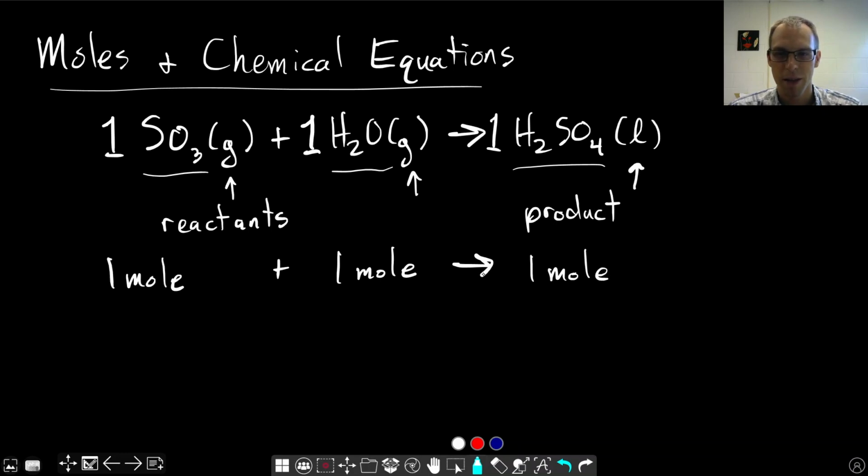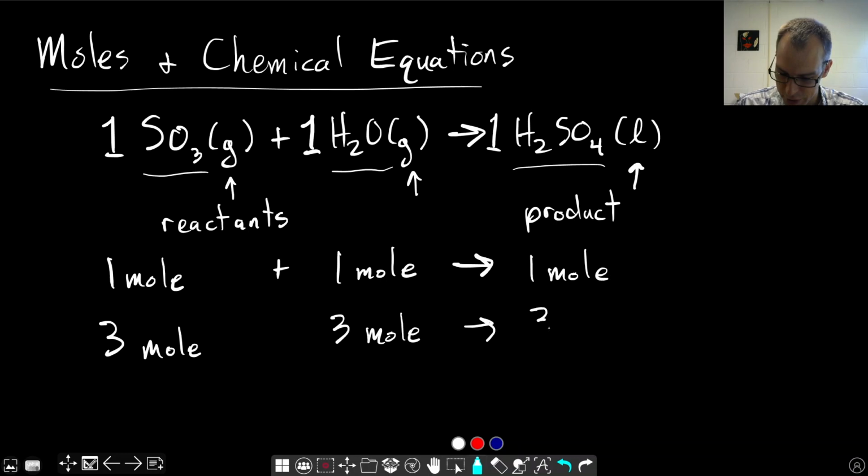We could say if we had 3 moles of SO3, that would react with 3 moles of water to form 3 moles of H2SO4, of sulfuric acid, right? Or half a mole reacts with half a mole to form half a mole. All right, and so chemical equations tell us the ratios, which is a really important concept. And what really helps is thinking about this in terms of one molecule reacting with one molecule to form one molecule, which is what actually happens on the little tiny scale.